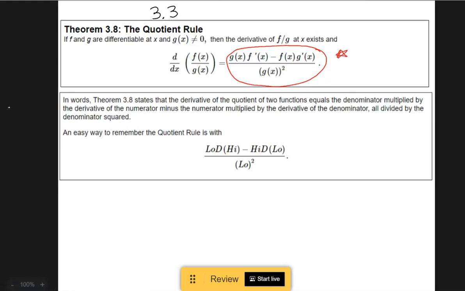So this is the denominator times the derivative of the numerator, then minus the numerator times the derivative of the denominator, all over the denominator squared. So kind of what we use to remember is we say it like this: low d high, so low, the bottom, times the derivative of the top, minus high d low, so that's the numerator, times the derivative of the denominator, all over low squared. So low d high minus high d low over low squared.